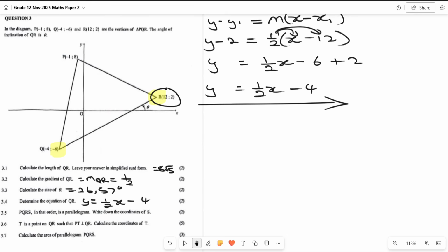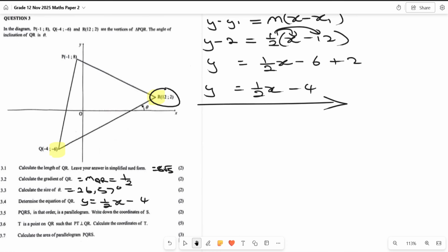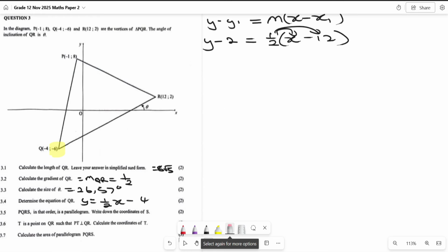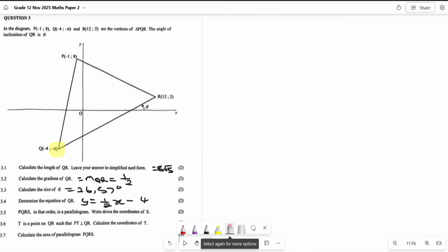PQRS, in that order, is a parallelogram. Now, write down the coordinates of S. Well, they're just asking you to write down, so you don't have to crack your head. Just have to think about it a little bit and see what's happening. I think they introduced a new letter there that we cannot see. But then they gave us the order.